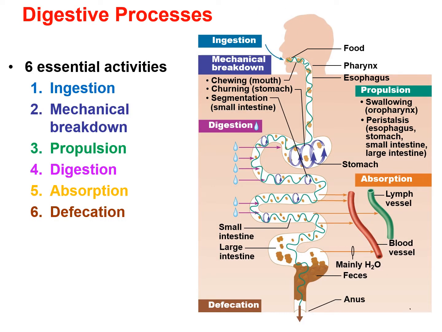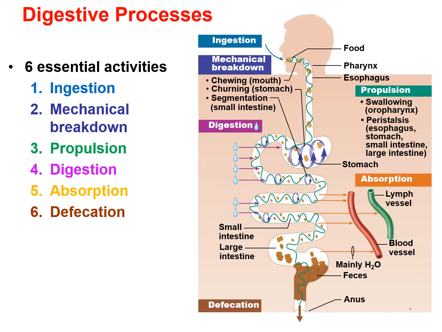Okay, so let's start in on the digestive system. In general, the function of your digestive system is to take in food, break it down into molecules that can be absorbed into the bloodstream, and then to get rid of undigestible leftovers. Processing the food we eat involves 6 essential activities that are described here in this figure.